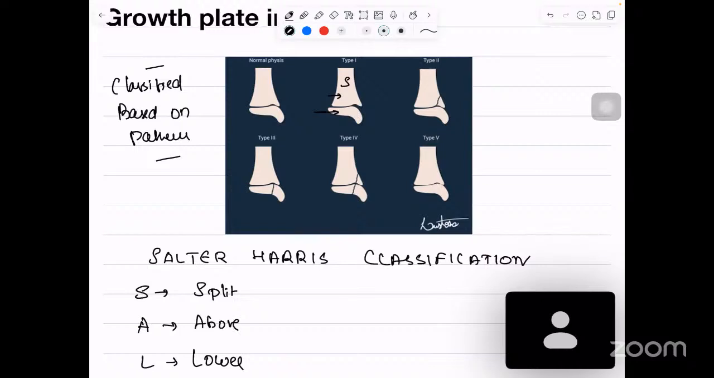Second, above: there is a fracture involving the metaphysis. So this is the fracture line, which remains attached to the epiphysis. Okay, so this is known as a fracture fragment. This fragment is known as the Thurston Holland fragment.